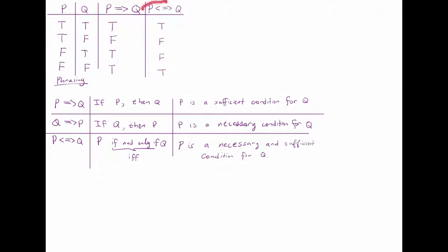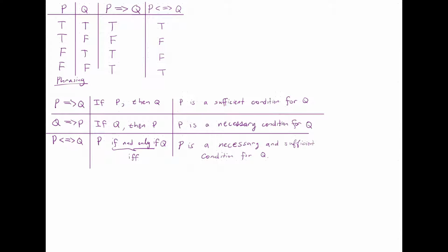However, with P if and only if Q, what we have is that this is true whenever P and Q have the same truth value assignments. As we see in the first row, P and Q are both true, and in the last row, P and Q are both false. But in the two middle rows here, P if and only if Q is false, since their truth value assignments differ.